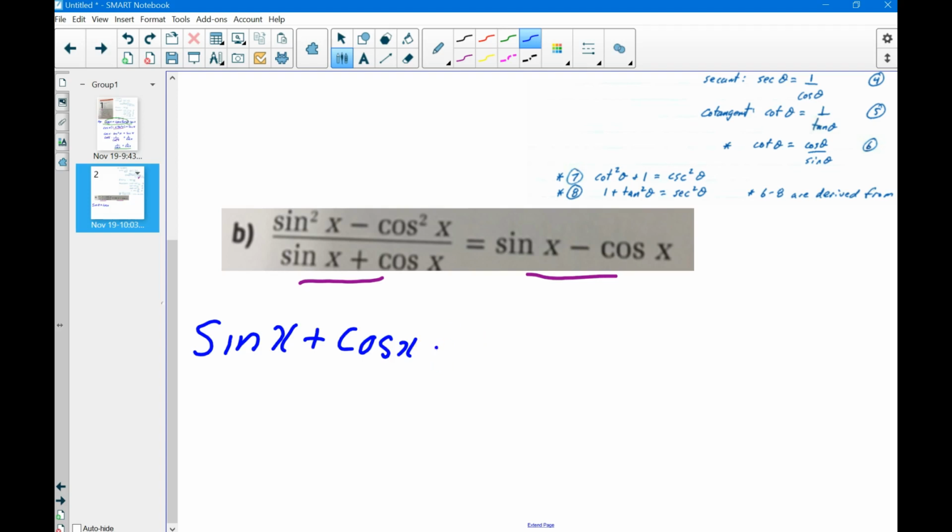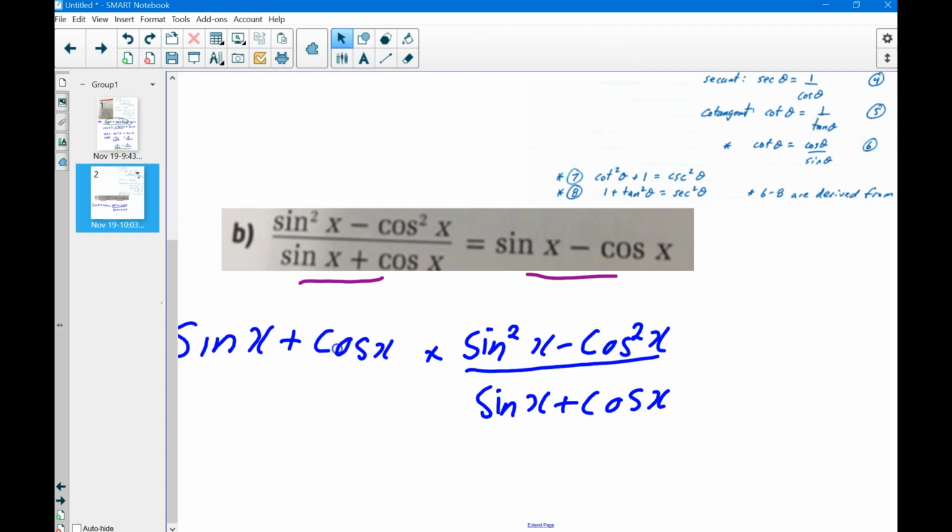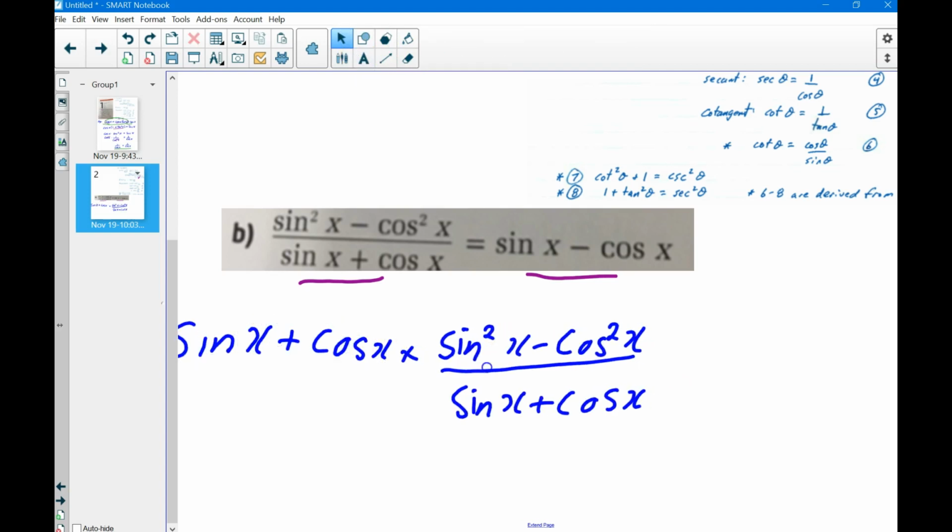So that's multiplied by sine squared x minus cosine squared x all over sine x plus cosine x. I'm going to need more space. Hang on a second, put this over here a little bit. And you know what? If I do something to one side and I multiply it to the other side, it's still equal.